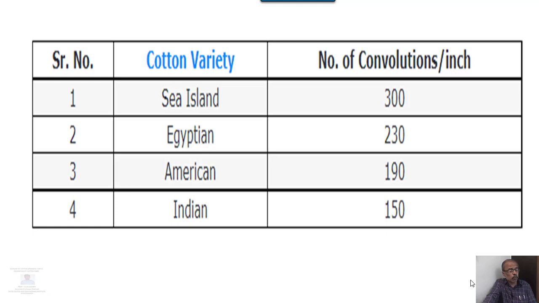Now, these convolutions play a vital role, especially they give an assembly kind of a sense to these materials, the fluffiness, and that is very important because in groups they can be processed on drafting devices, drafting machines. So convolutions play a very important role. Cotton variety Sea Island will have 300 convolutions per inch, Egyptian cotton 230, American cotton 190, and Indian cotton will have 150 convolutions per inch. This is the primary characteristic which can be just assessed in the laboratory in the first instance.